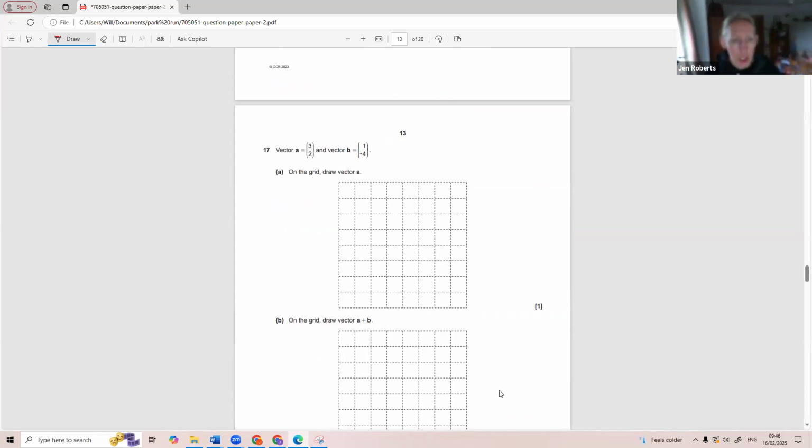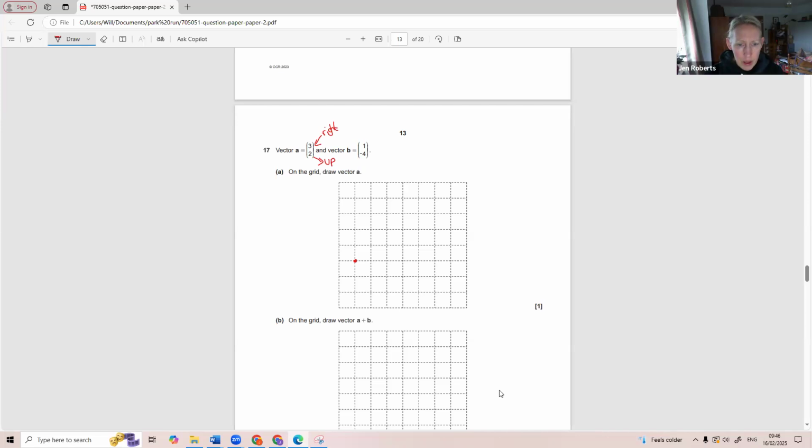Vector A is (3, 2). So the top of the vector represents the positions moving right or left. Positive is right. The bottom is up and down. So that means 2 up, down would be negative, left would be negative. So I'm going to start here. You need to do this with a ruler. I don't have a ruler on this PDF.